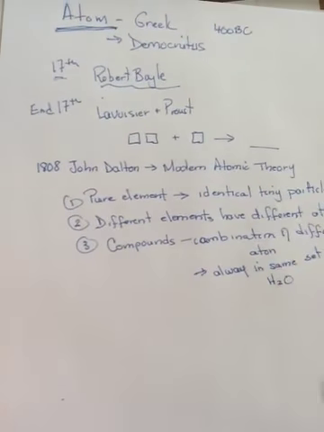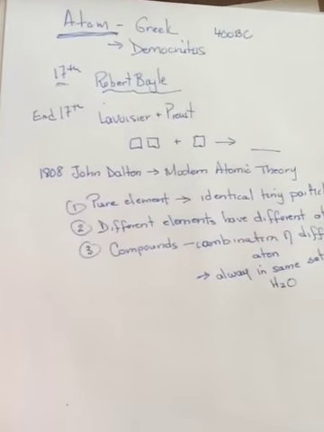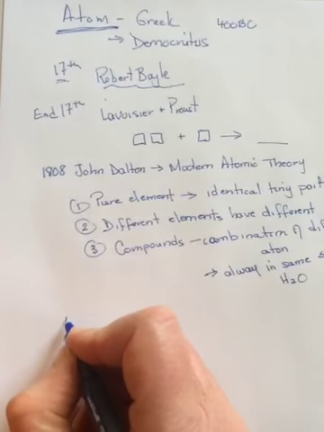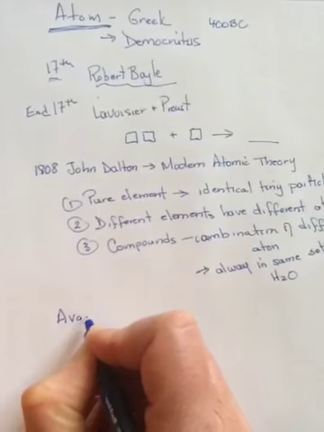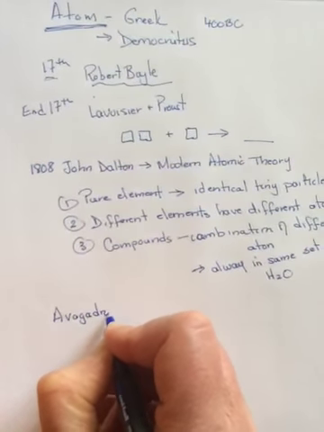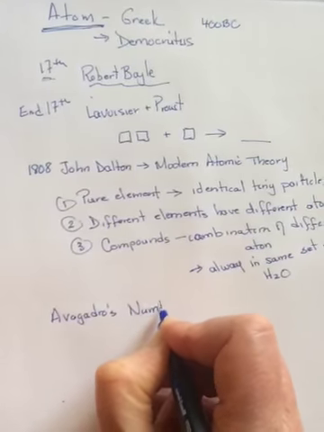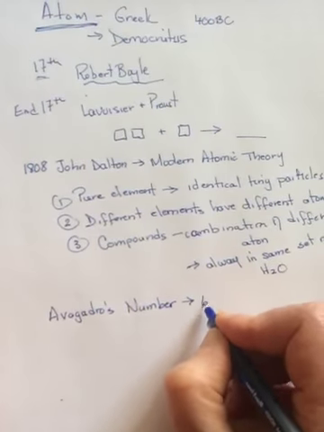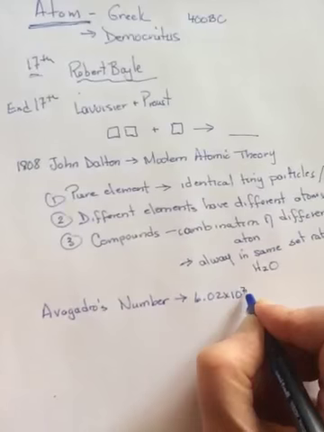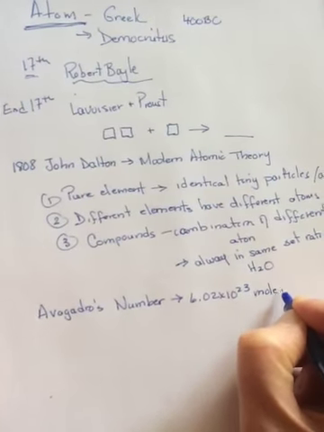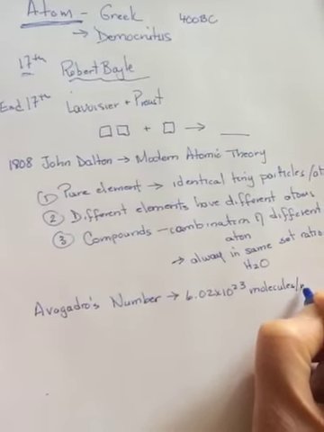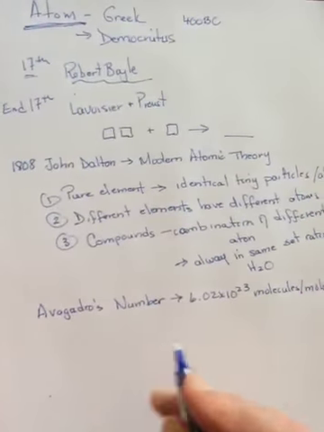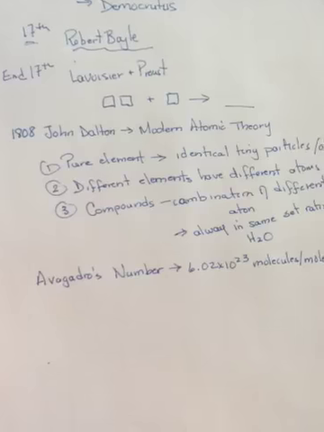So again, what we're doing right now is we're tracing where the notion of atom came to be. The next time it appears is in Avogadro's number. Avogadro's number, which hopefully you remember from chemistry, is the number of molecules in a mole: 6.02 times 10 to the 23rd molecules per mole, or atoms per mole. Okay?